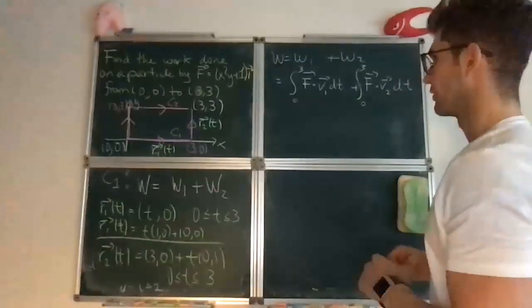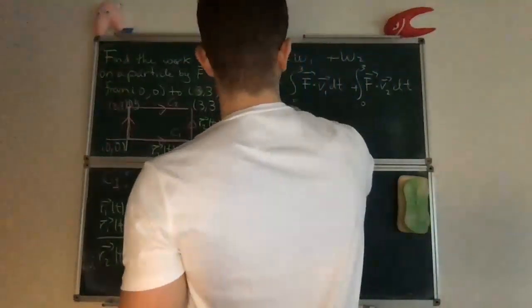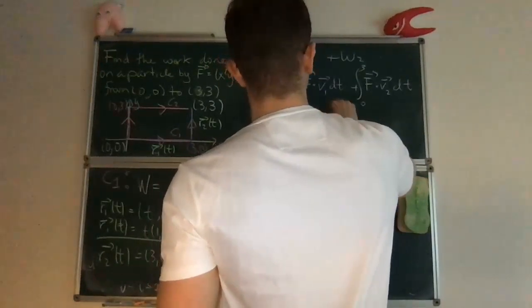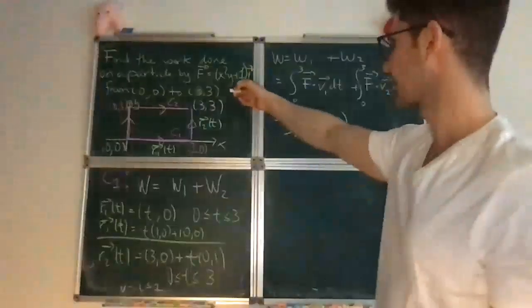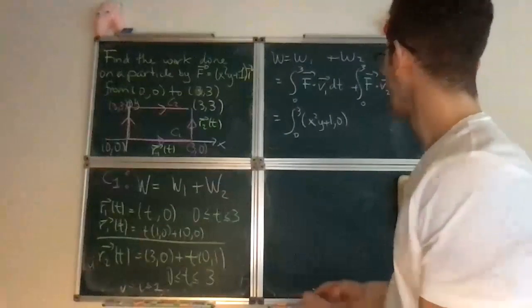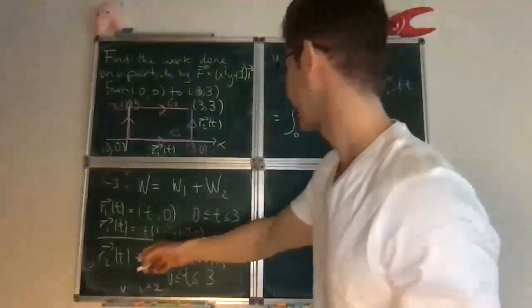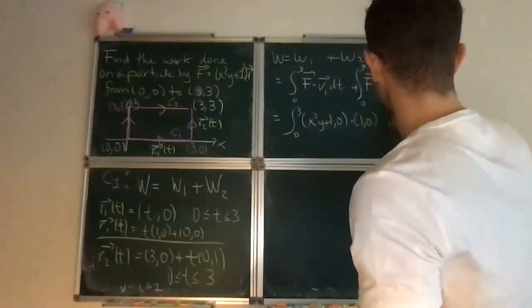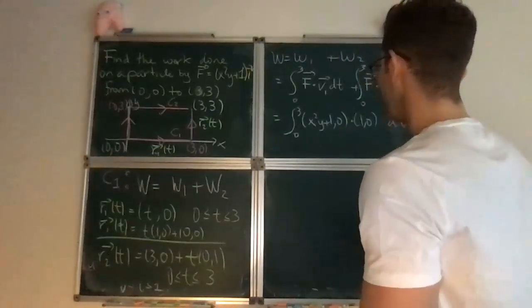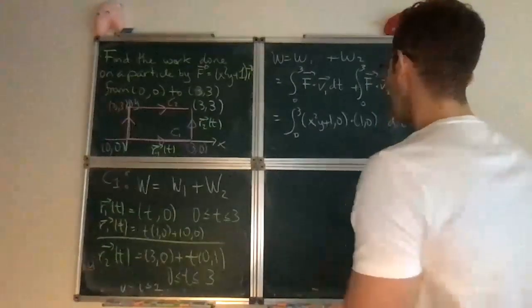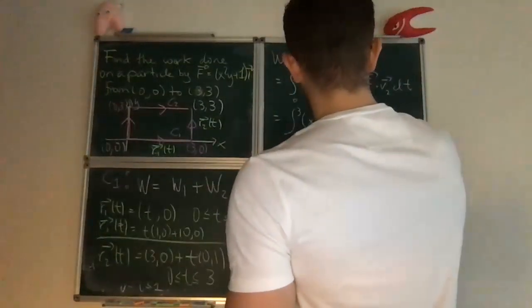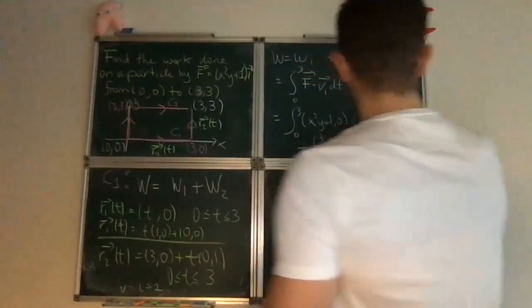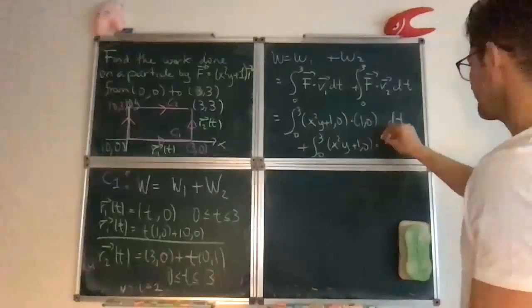Okay, and the force, remember, in this case is (x squared y plus 1, 0). It only has a component in the i direction, and you're doing the velocity of the first particle. The velocity of the first particle is (1, 0), and that's integrated against dt, and then plus the integral from 0 to 3 of the force, which is still (x squared y plus 1, 0), times the velocity of the second particle, which is (0, 1), dt.